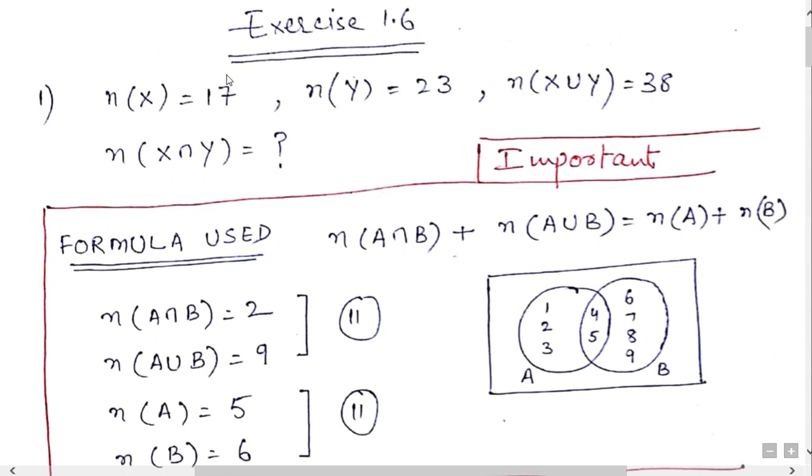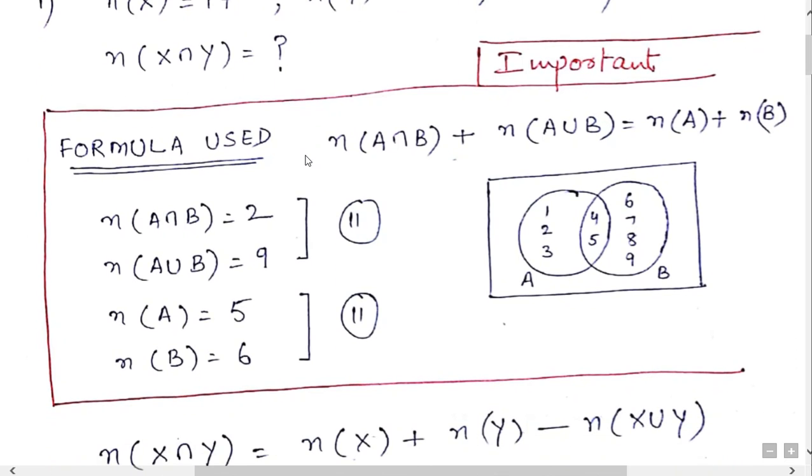First question: n(X), that's the number of elements in set X, is 17. Similarly for Y it's 23. Then the union, meaning total elements inside X and Y, is 38. Then we have to calculate X intersection Y, meaning which elements are common in both X and Y. Now the highlighted point is you have to learn this formula: n(A intersection B) plus n(A union B) is equal to n(A) plus n(B).